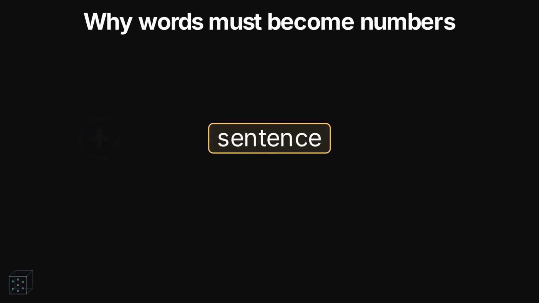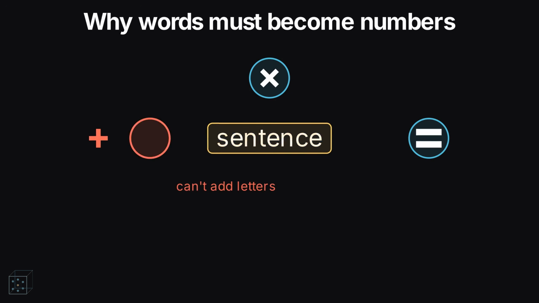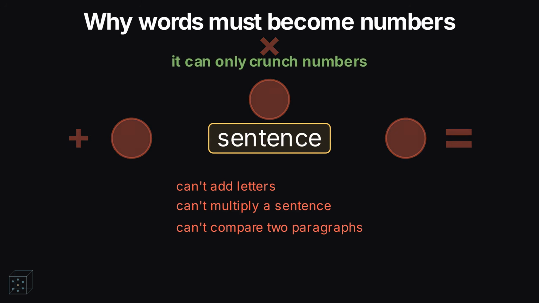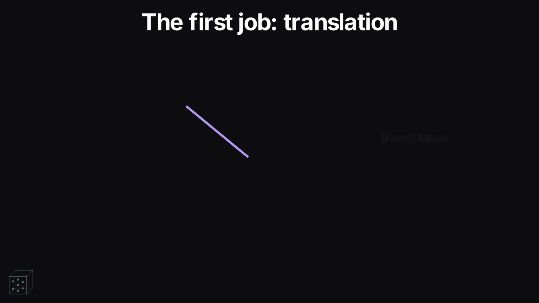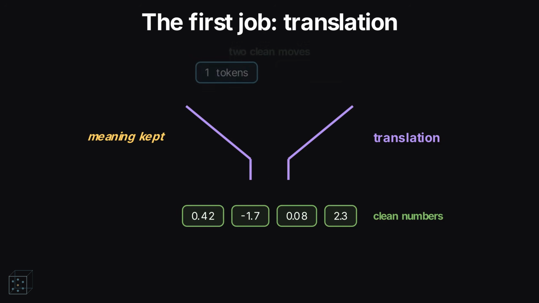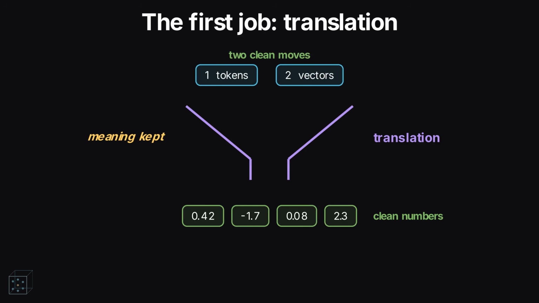Last time we watched words look at each other with attention, but before any of that can happen, the words have to become numbers first, because deep down, a model can't add letters, can't multiply a sentence, can't compare two paragraphs. It can only crunch numbers. So the very first job, before any thinking happens, is translation. Take this messy, human thing, language, and turn it into clean numbers without throwing the meaning away. That's the whole challenge, and it's solved in 2 clean moves.